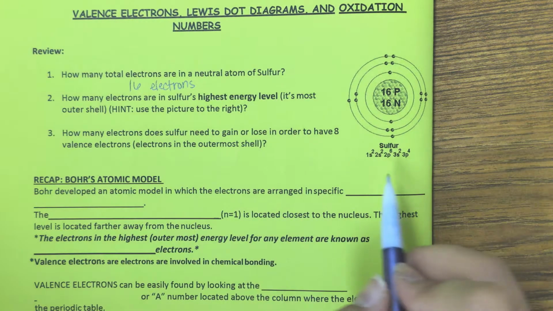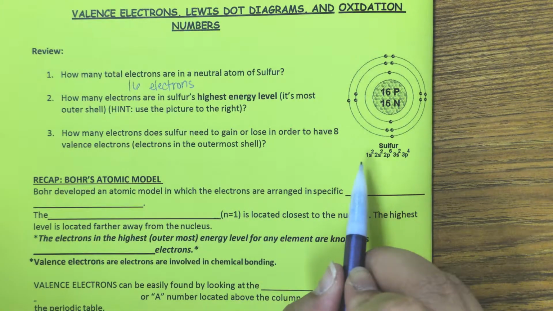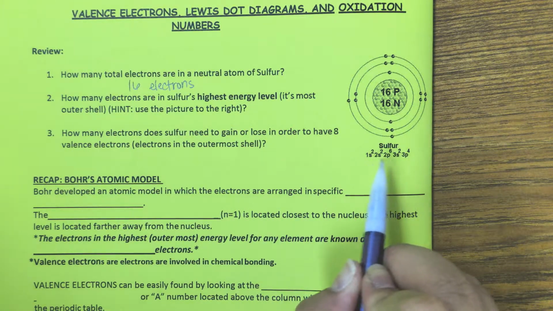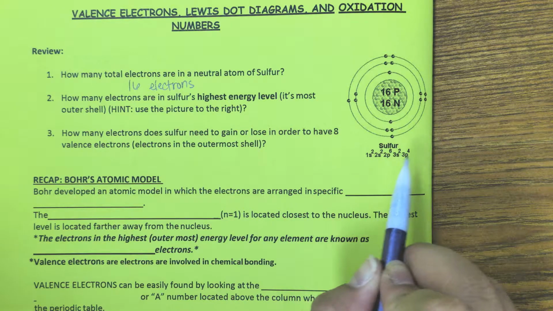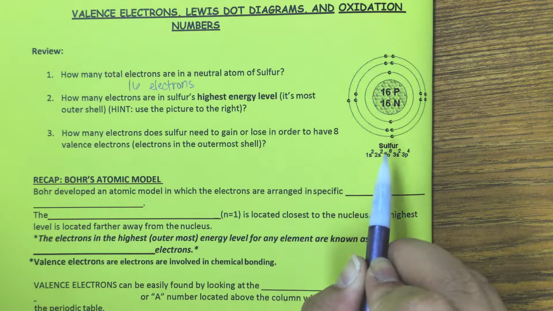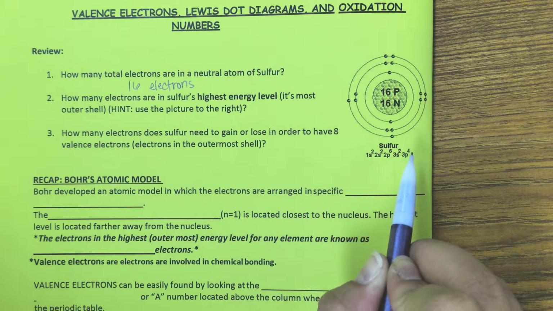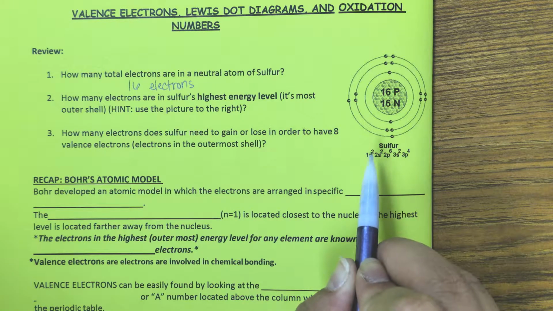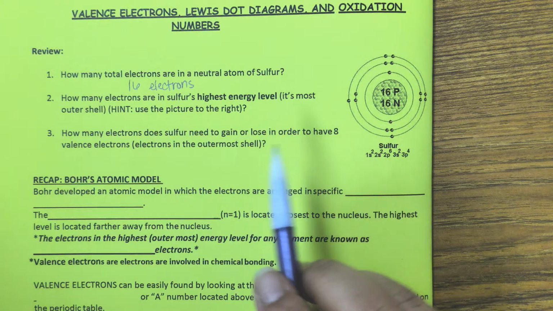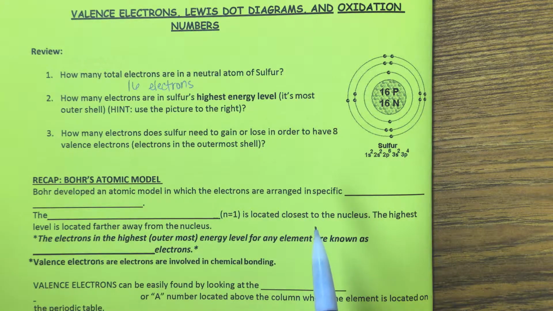Okay, well, if you didn't know that, you can also use your electron configuration to help you. Remember, with your electron configuration, your exponents are your number of electrons. So if you just add these numbers up, add your exponents up, you should also get 16 electrons.